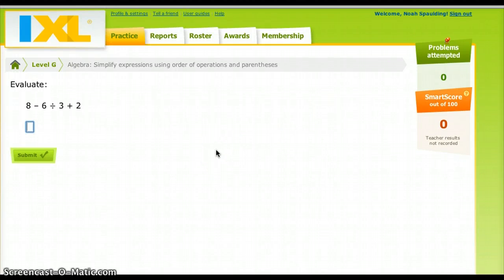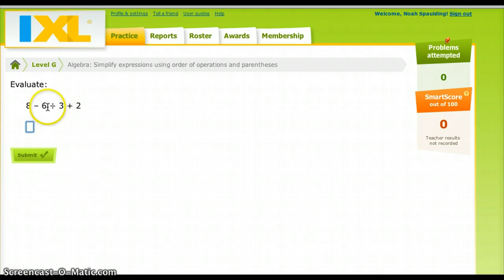Okay, so if you have a problem like this, 8 minus 6 divided by 3 plus 2. Remember, you need to do with orders of operation. It is PEMDAS, which is parentheses first, then exponents, then multiplication and division are really the same level, and then addition and subtraction are the same level. Okay, so we're going to start here. We're going to do the division first.